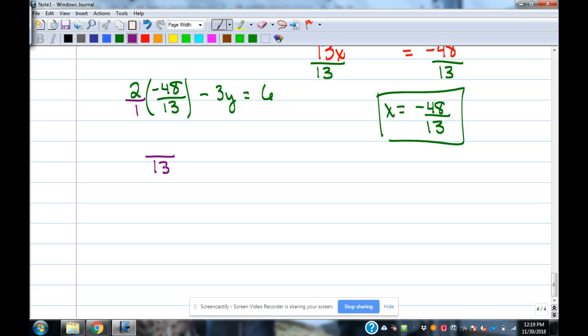And if I double 48, if I double 40, it's what? 80. If I double 8, it's 16, right? So 80 plus 16 is 96. It's negative because it's negative 48. That's how you do things without a calculator.